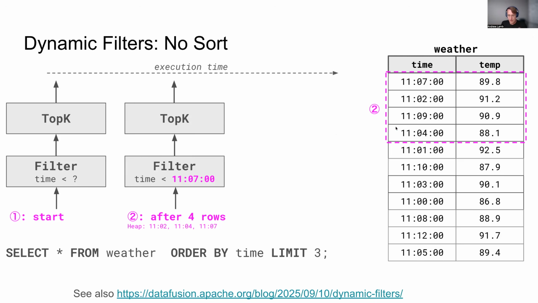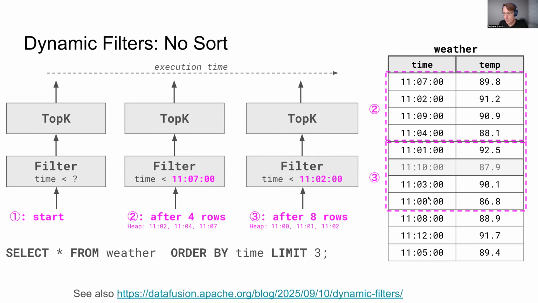So we have this filter. Now we already basically can induce this filter here after reading just four rows. Now you read the next four rows, and I tried to highlight here because we knew that we already had three values that were less than 1107, we can immediately prune out 1110, right? Like we didn't have to read that; we just filter that out. And then in this case, we've got 1101, 1103, 1100.